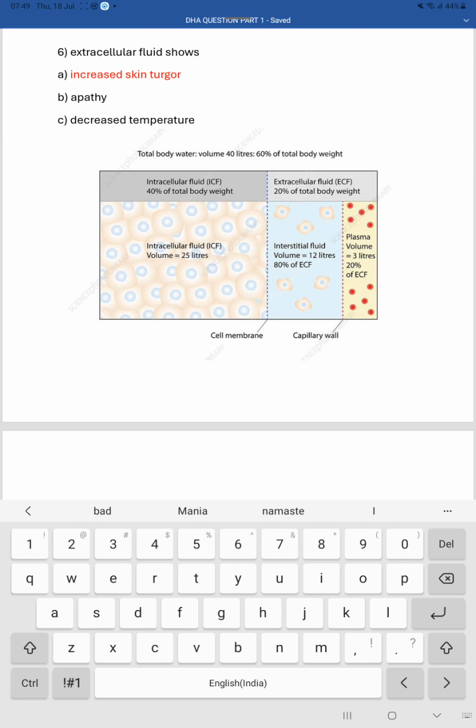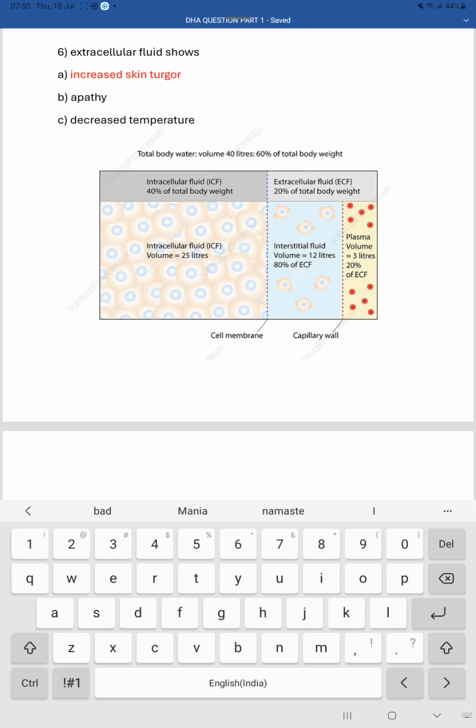So the next question was related to the extracellular fluid. We know that in our body, water is there. Total body water is a combination of intracellular fluid and extracellular fluid. Intracellular fluid means the fluid which is present inside the cell.